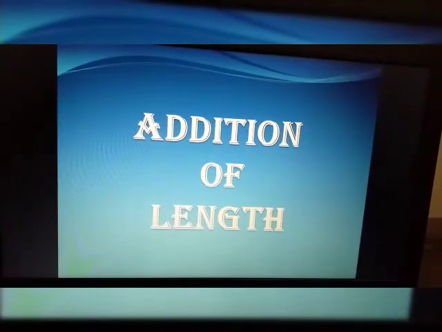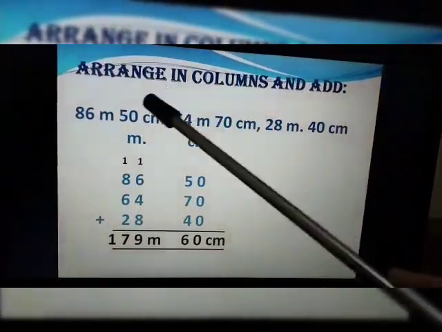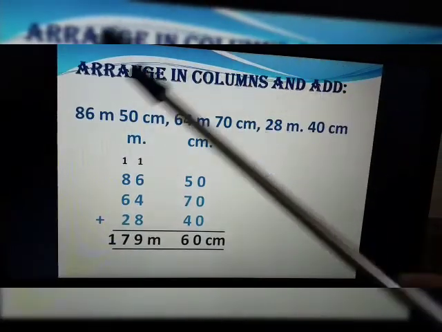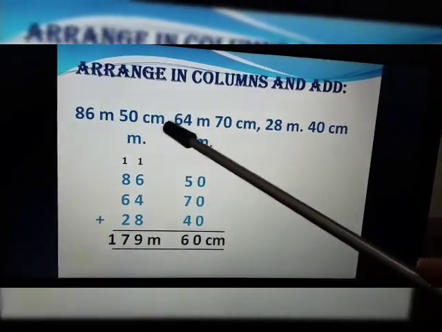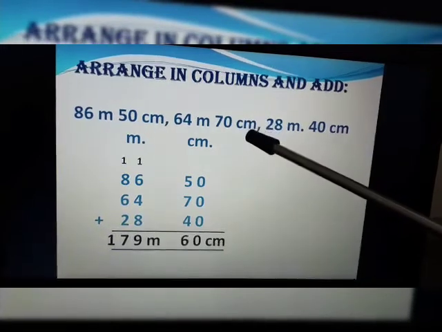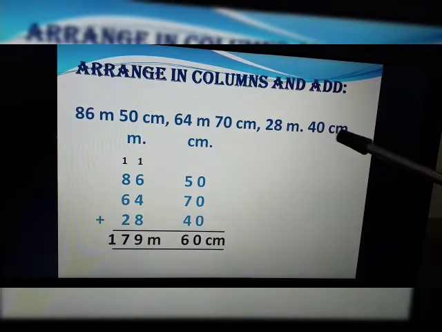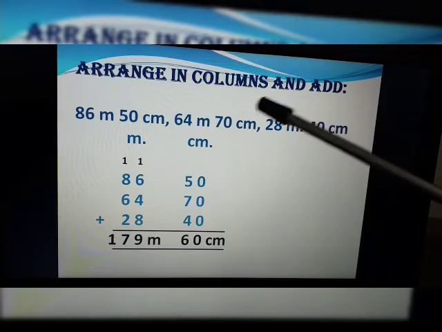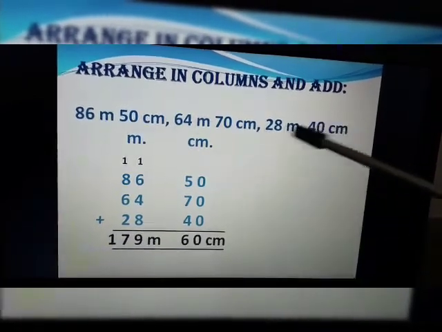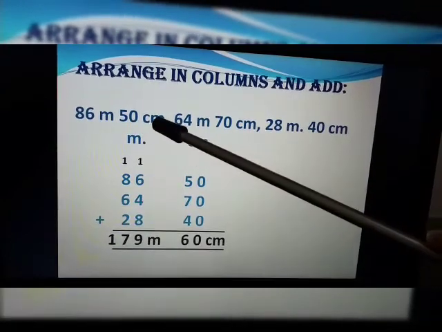Now, addition of length. Arrange in column and add: 86 meter 50 centimeter, 64 meter 70 centimeter and 28 meter 40 centimeter. Now first of all, we have to arrange all these numbers in proper column.